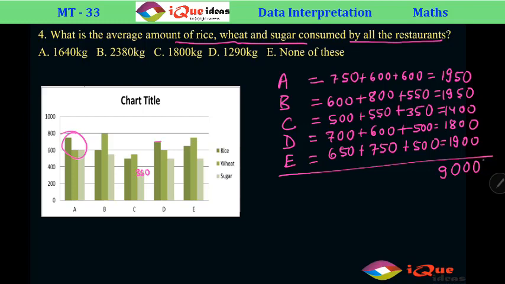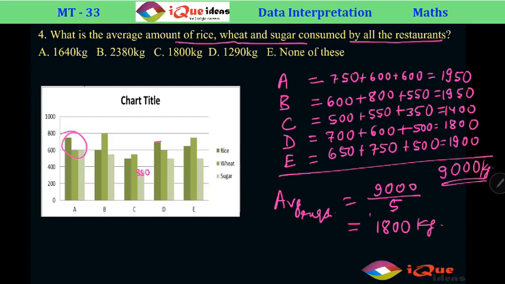Perfect. So this total is the total sum of all the things together. Okay, so that means the required average will be equal to the total 9000 divided by 5 restaurants. So 9000 by 5 is equal to 1800 kg, right? So the required answer to this question is 1800 kg, which is C option. All right, now let's take up the next one.